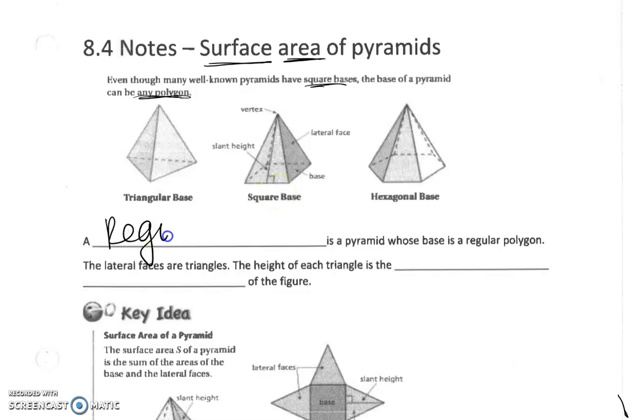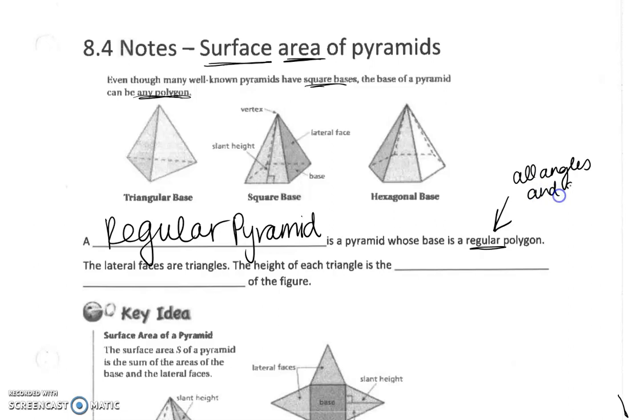A regular pyramid is a pyramid whose base is a regular polygon. Remember, a regular polygon has all angles and sides the same, equal.